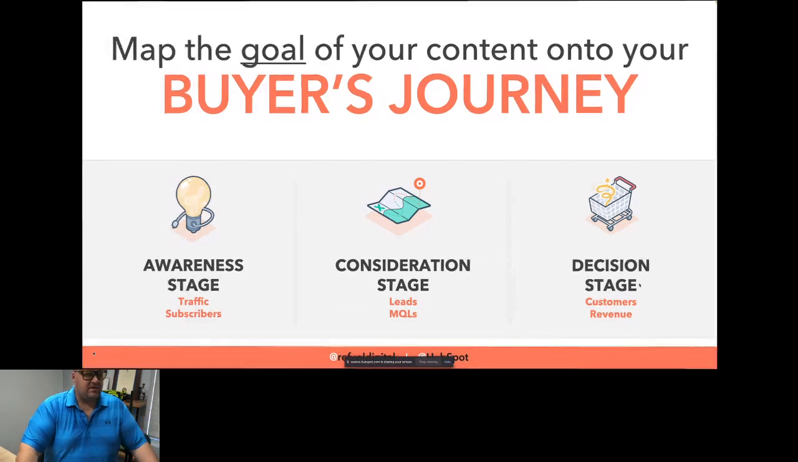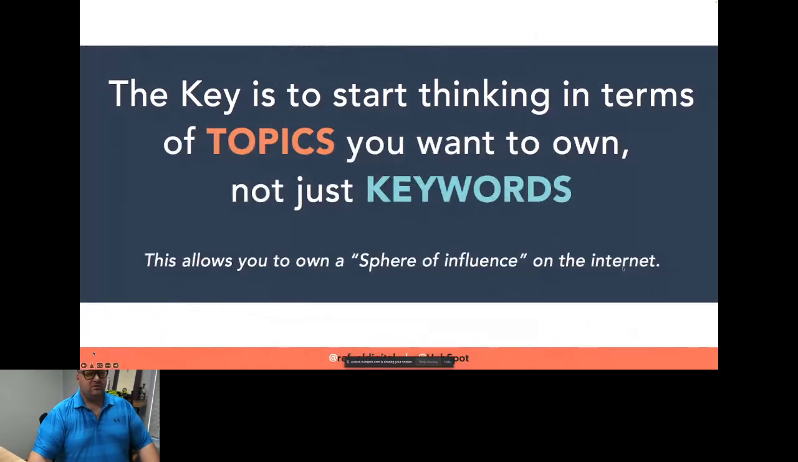So the key here is to start thinking in terms of topics that you want to own, not just keywords. And that allows you to own a sphere of influence on the internet. And I don't know about you, but when I first heard about this concept, being an SEO guy most of my life, I kind of dismissed it a bit. But the reality is now that Google's algorithm is so smart, they can look beyond just the keywords and start to look at the broader topics themselves. And that's where Ollie's going to come in and talk a bit about how we structure those out. But we want to look at the topic we want to own and just move on a little bit from the keywords because they're just not as important as owning the topics.